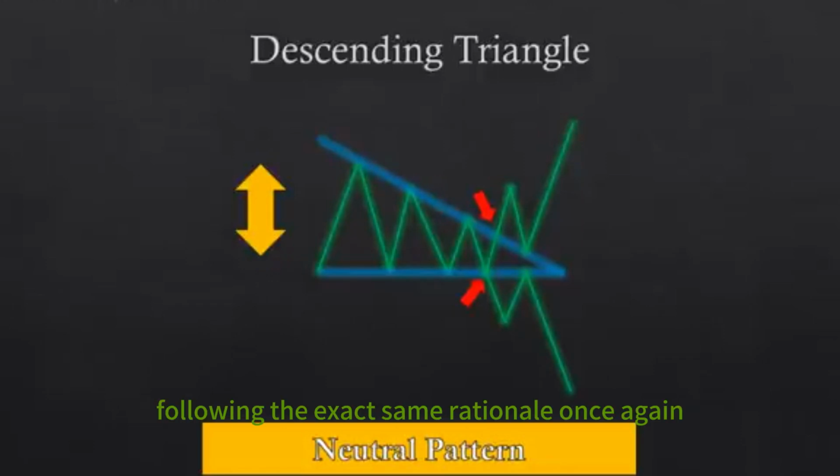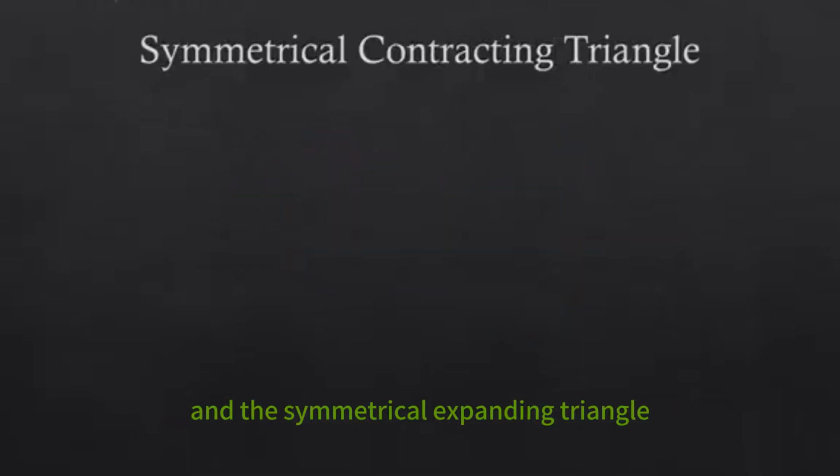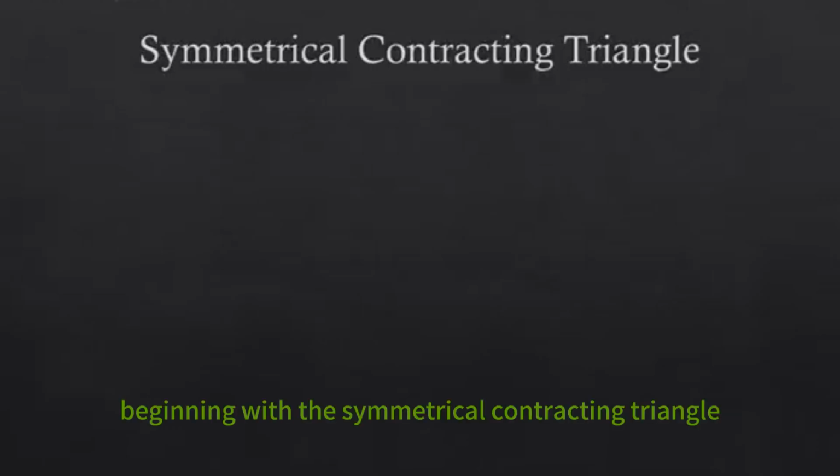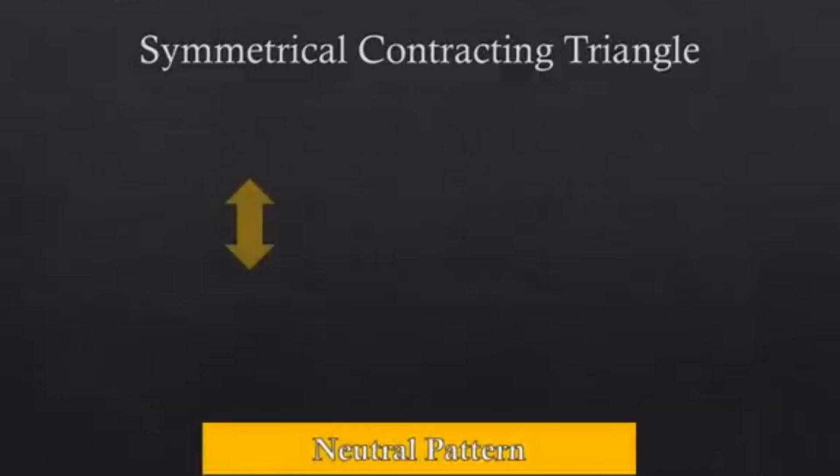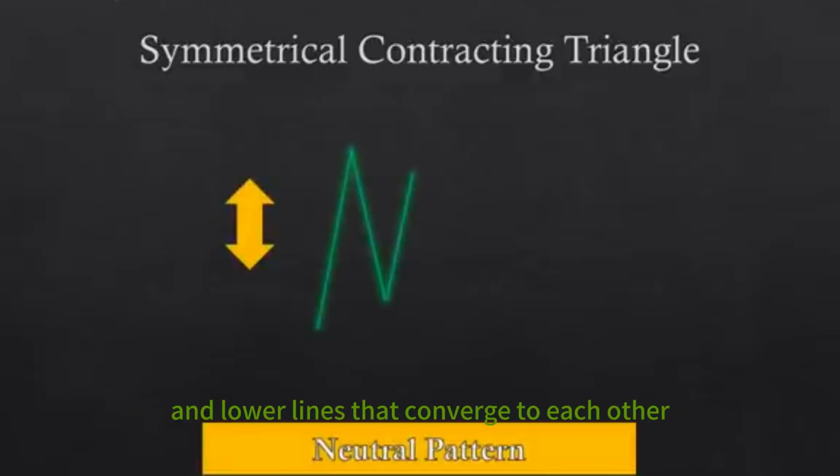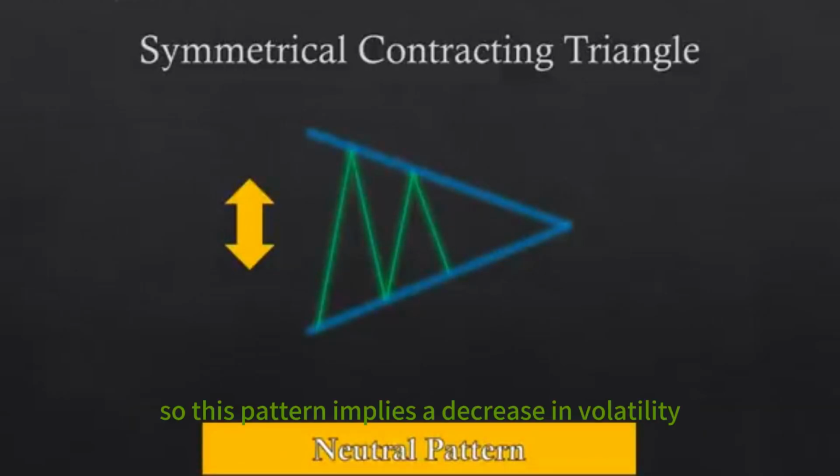Following the exact same rationale once again, we have 2 other types of triangles that finish the category of neutral chart patterns. We have the symmetrical contracting triangle and the symmetrical expanding triangle. The only thing that changes between the neutral triangle patterns is the angle of the upper and lower lines. Beginning with the symmetrical contracting triangle, we have upper and lower lines that converge to each other, so this pattern implies a decrease in volatility.